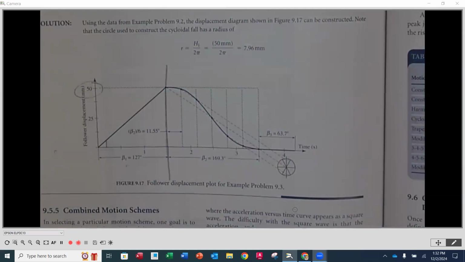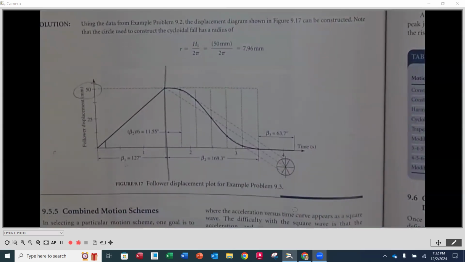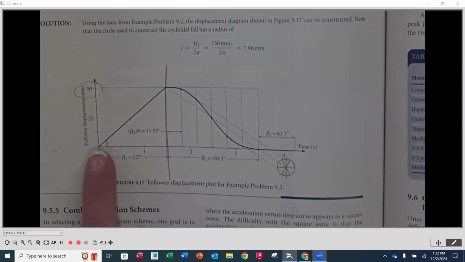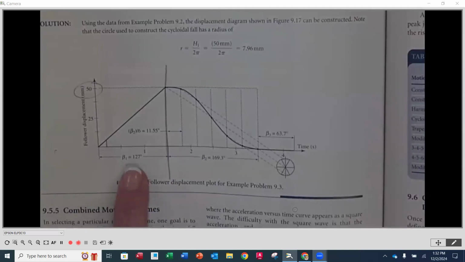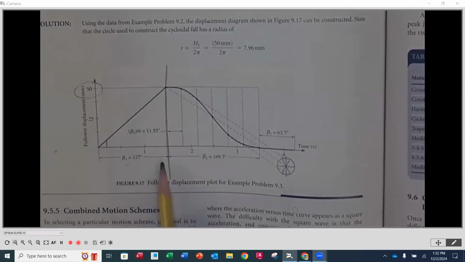So 150, 3 times, yes. So 150, exactly, Tyler. So 50, 50, 50, all the way along. Now, you're going to take 150 and divide by 360 to get how many millimeters are per degree. Then you're going to take whatever your beta 2 or your beta 1 is, 127, and multiply it by that value. Does that make sense, that you can get your distance along here?